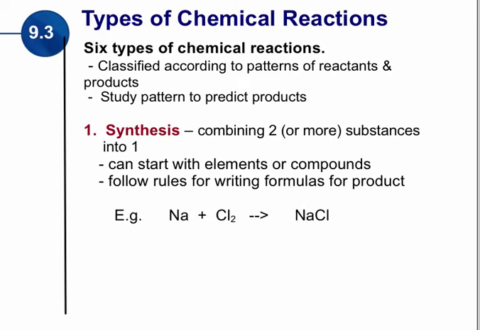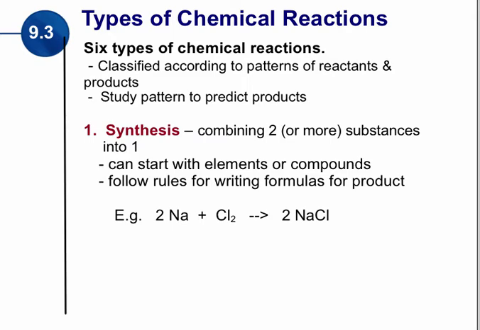NaCl. Now we have to look at the charges to balance the charges. Sodium is a +1, chlorine is a -1, so it would just be NaCl. And if we balance the chemical formula, we'd have 2 Na plus Cl2 gives us 2 NaCl. So that's our first type, a synthesis reaction, 2 becoming 1.